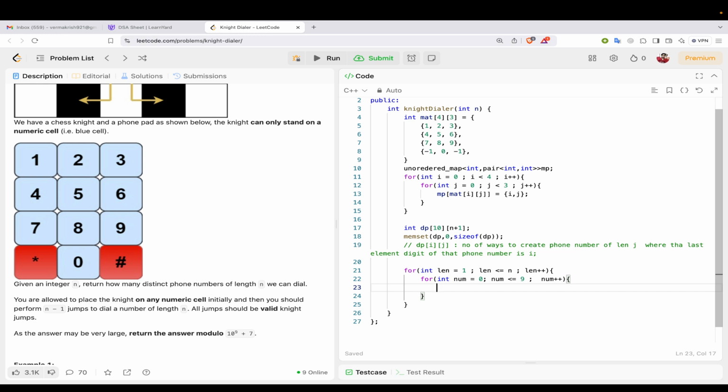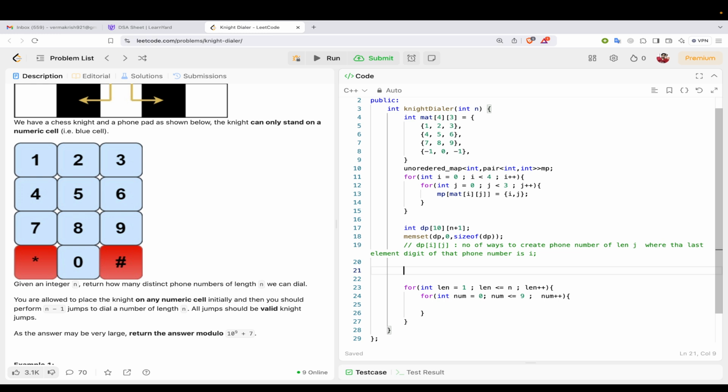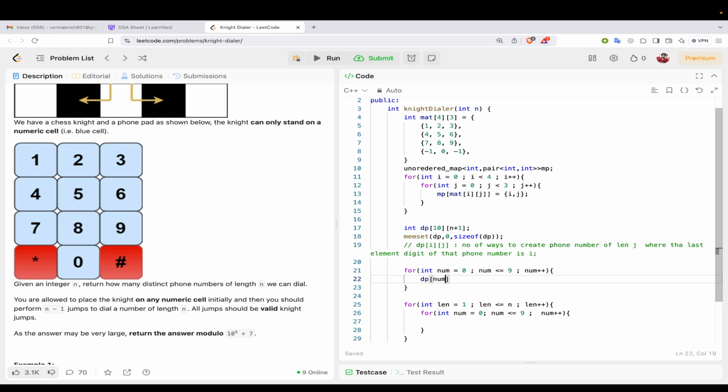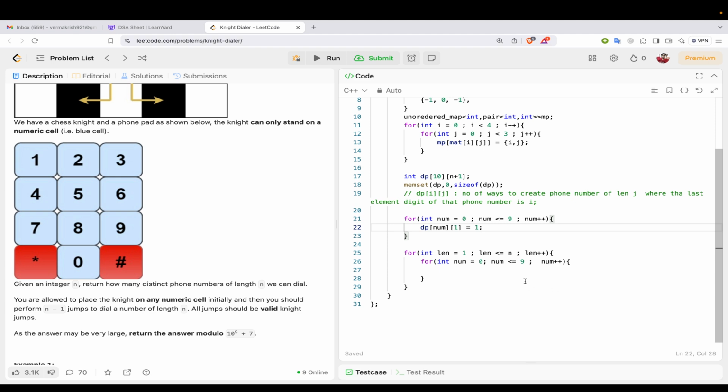Now we have to know the current position, because we forgot that we have to also write the answers for the base cases. So for that, I will try for all the numbers, num less than or equal to 9 and num plus plus. For all the numbers, DP of num and length 1 will always be 1, because the number itself is the last digit of the phone number. Now we have already discussed this.